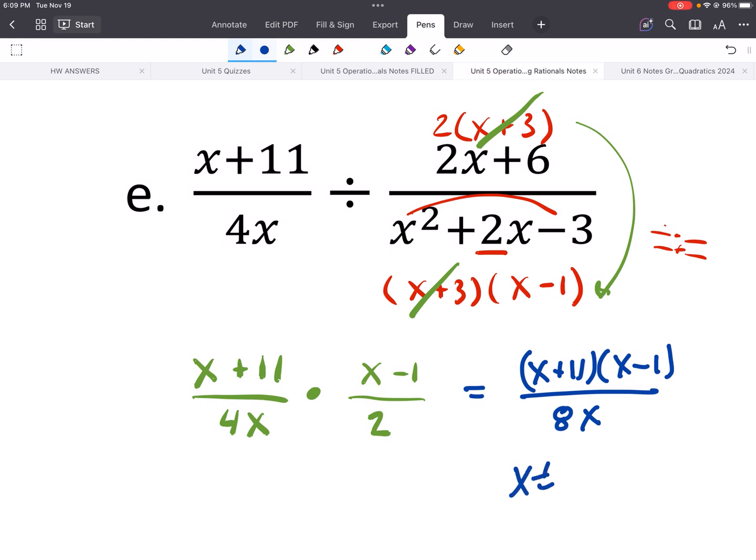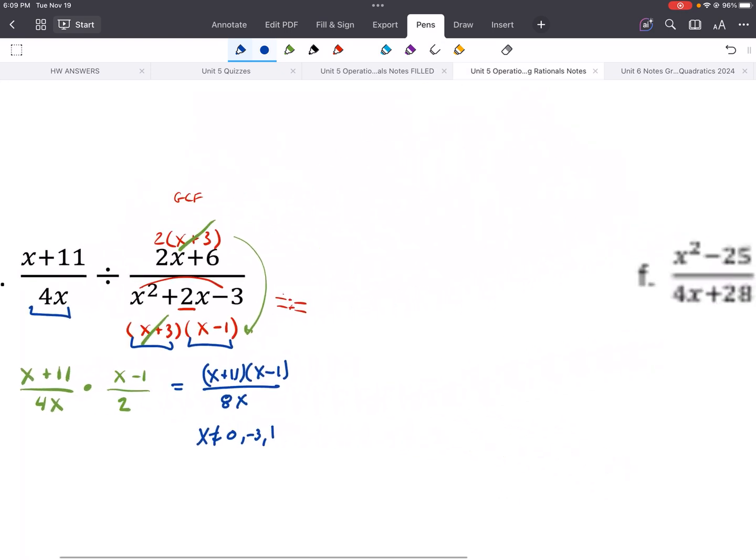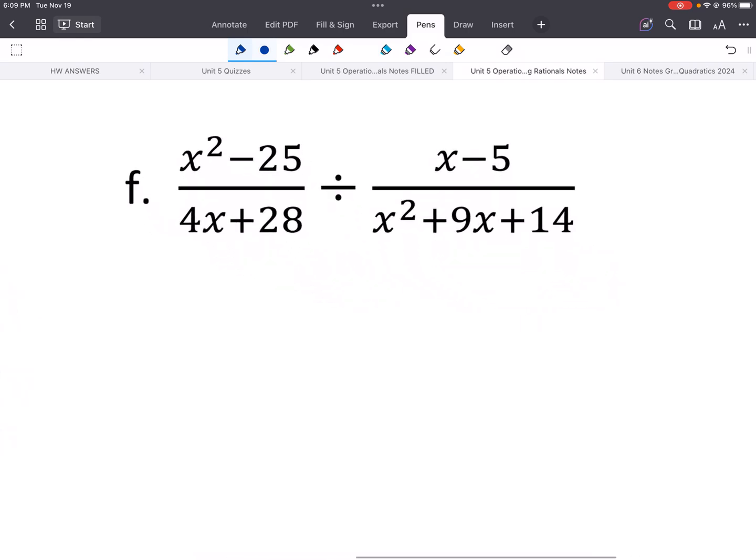Check for excluded values. So x cannot be 0. X cannot be negative 3. X cannot be 1. Okay? And again, we can find that 0 here as well. So again, make sure that you check all of your denominators at any part of your problem. All right, last example. Actually, we have 2 more, sorry.